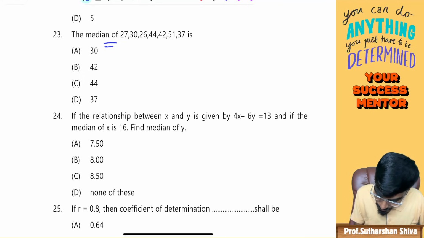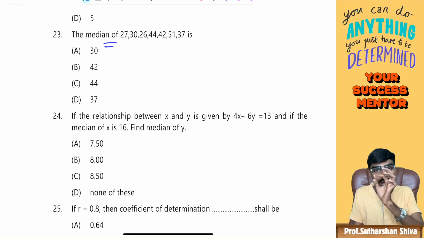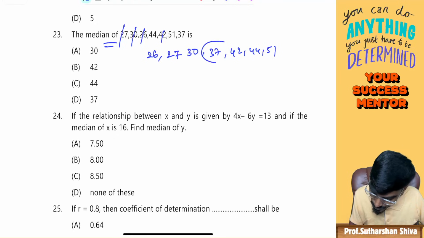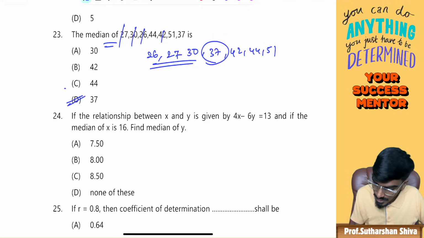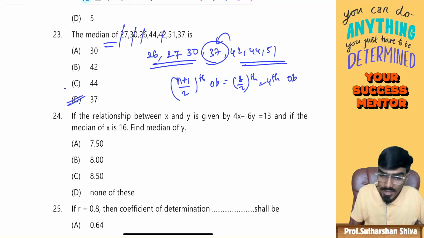They are asking for the median. There are only 7 numbers, odd, so it is easier for us to find. First try to arrange it in ascending order: 26, 27, 30, 37, 42, 44, 51. 37 is my answer, the median. Three numbers I leave on each side. Or else use the (n plus 1) divided by 2th observation. So n is 7, 7 plus 1 is 8, by 2 is the 4th observation. The 4th observation is nothing but 37.